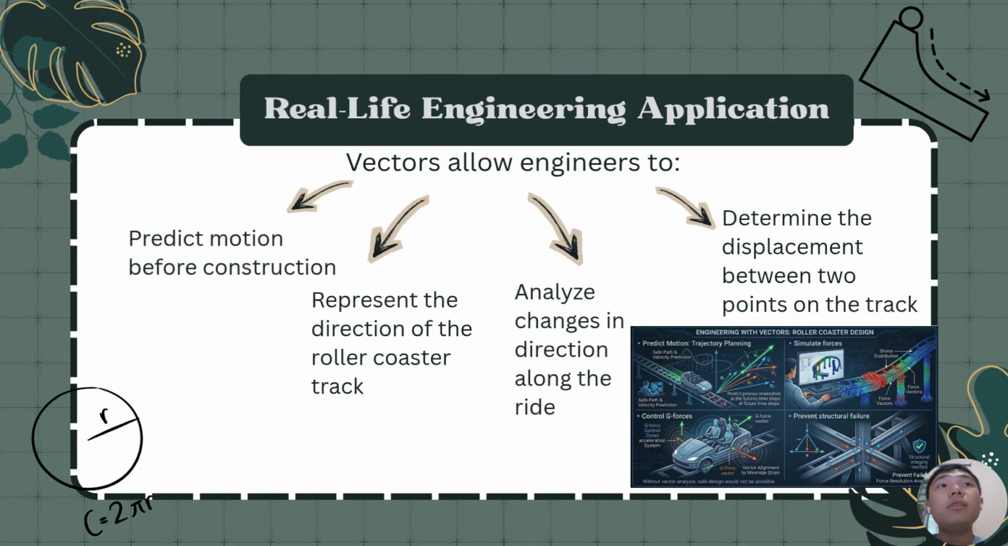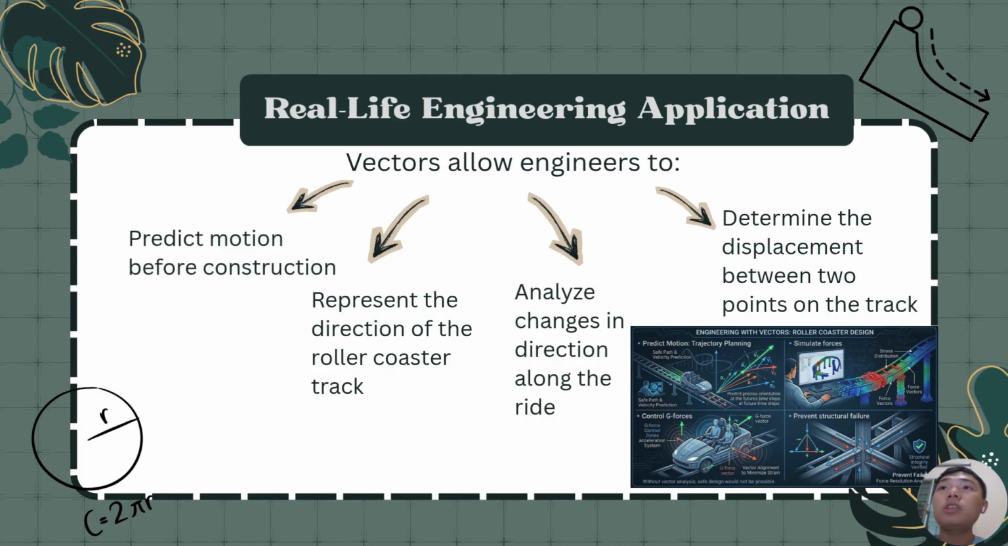Alright, here are the real life engineering applications. First, factors help engineers predict the motion before construction. Before building the roller coaster, engineers use mathematical models to simulate how it will move. With factors, they can predict the path, speed, and direction of the coaster, allowing them to test and improve the design earlier. Second, factors are used to represent the direction of the track.